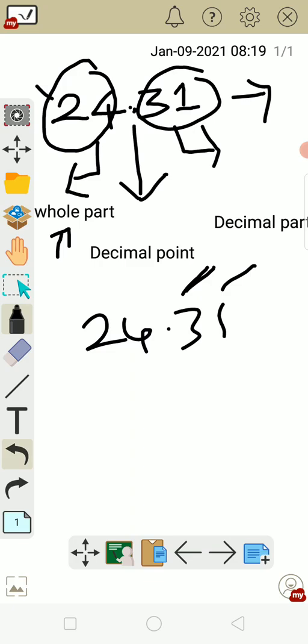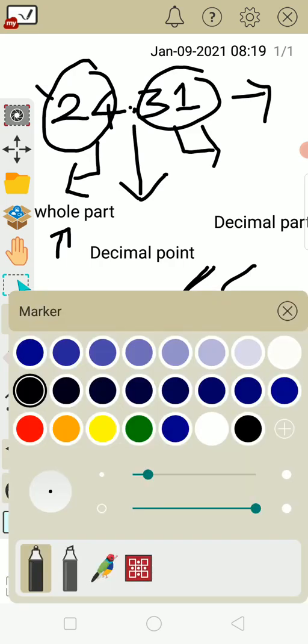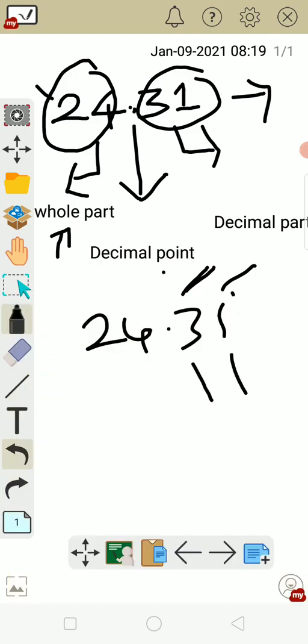Actually, when you mention decimal places, the 10 place, the 100 place, you have to place them like this. So after the decimal point, you have 2 places.